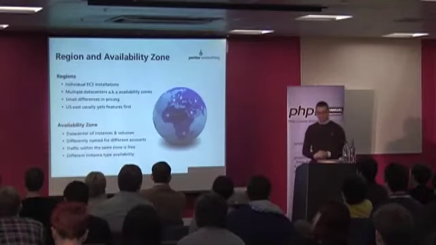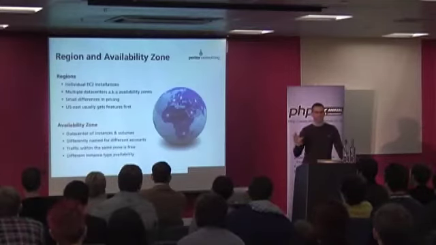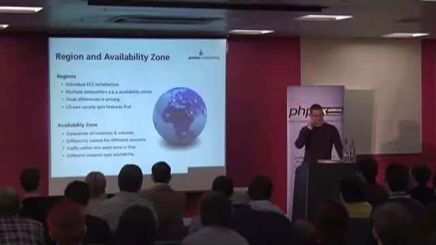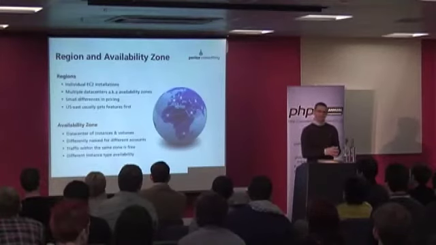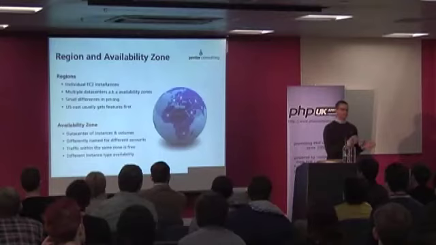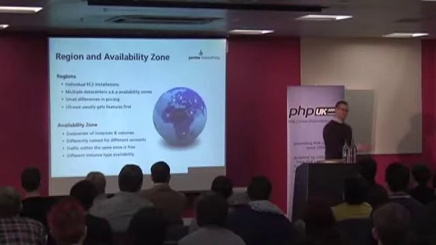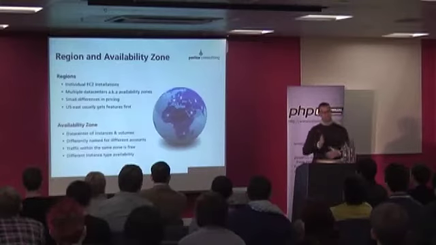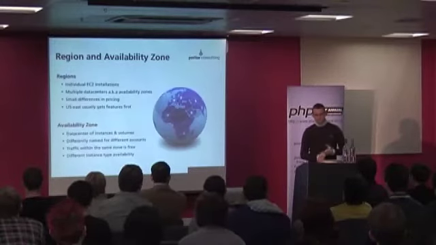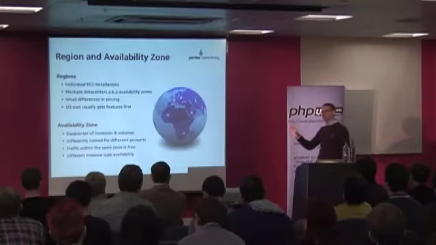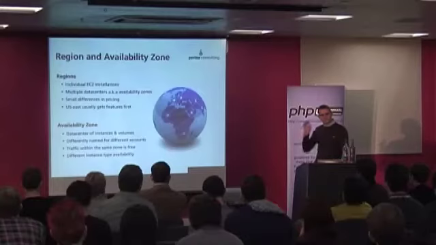There are different regions in the world where Amazon has data centers, and every region is an individual EC2 installation. That means it's not so easy to transfer data or objects that you have in one of those regions to another one. They're really separated, which is a good thing. That means that even if the whole American EC2 installation has a problem, the European network is not related to this.